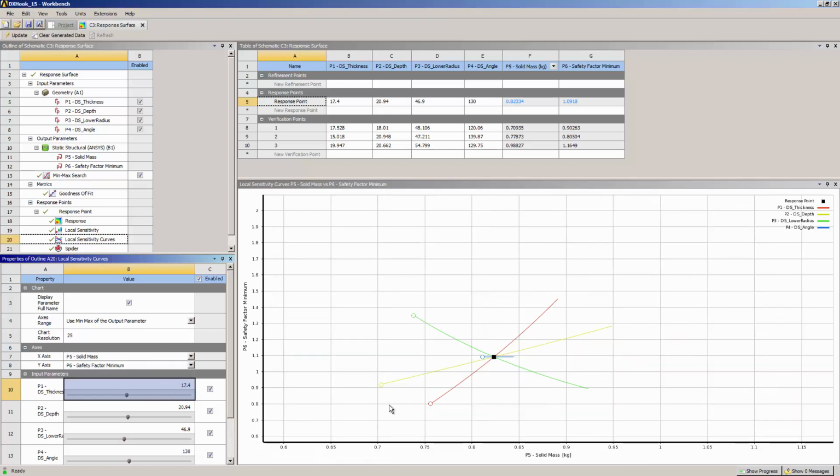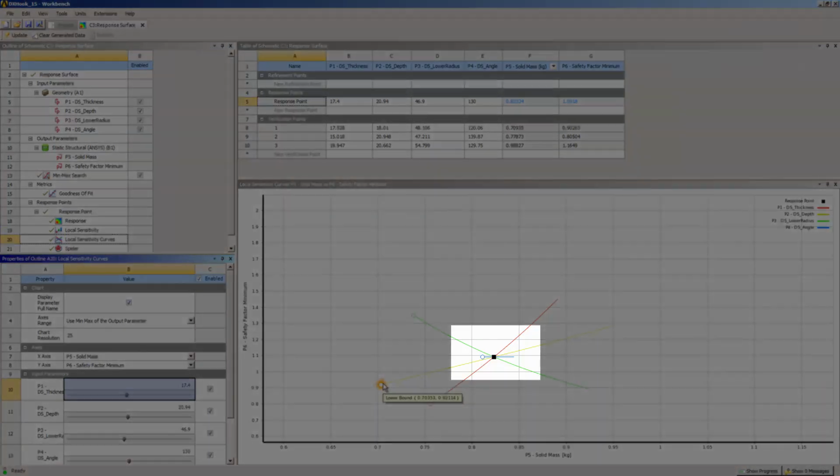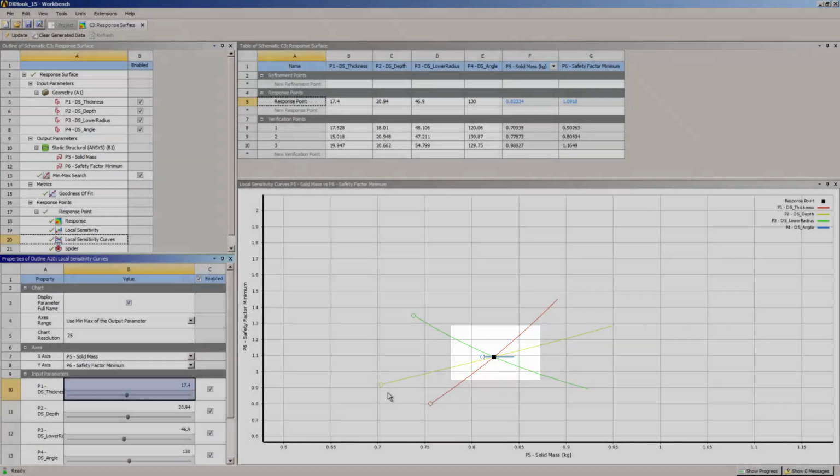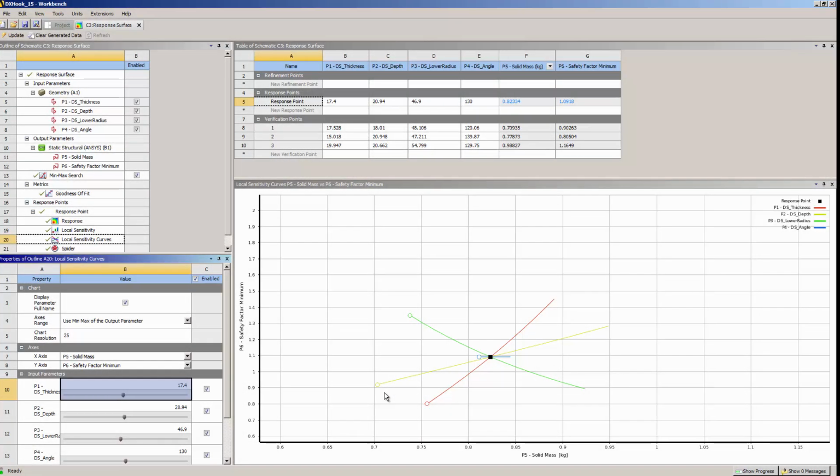Now, each curve shows the impact of each input on both outputs. The circle at the end of each curve indicates the beginning of the curve, that is, the lower bound of the input. The black square is the current value of that input. The slope of the curve indicates the rate of increase for both outputs.